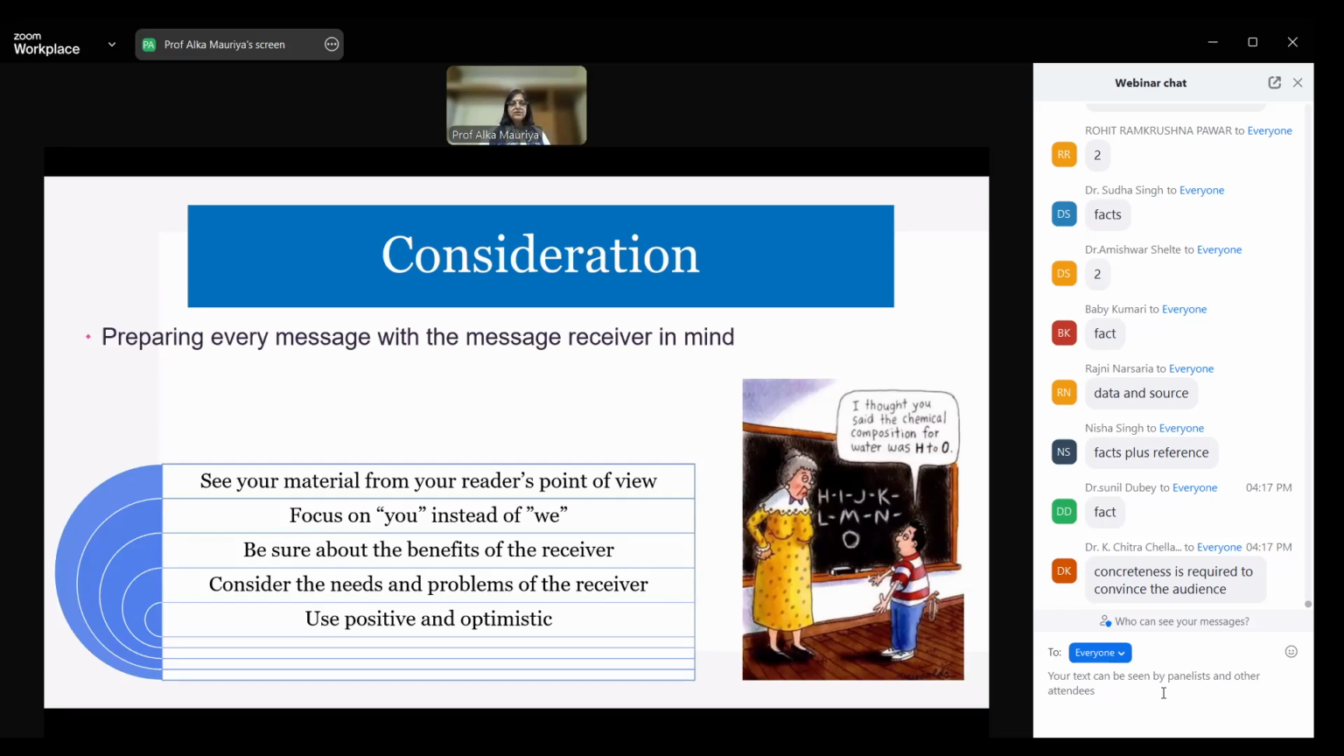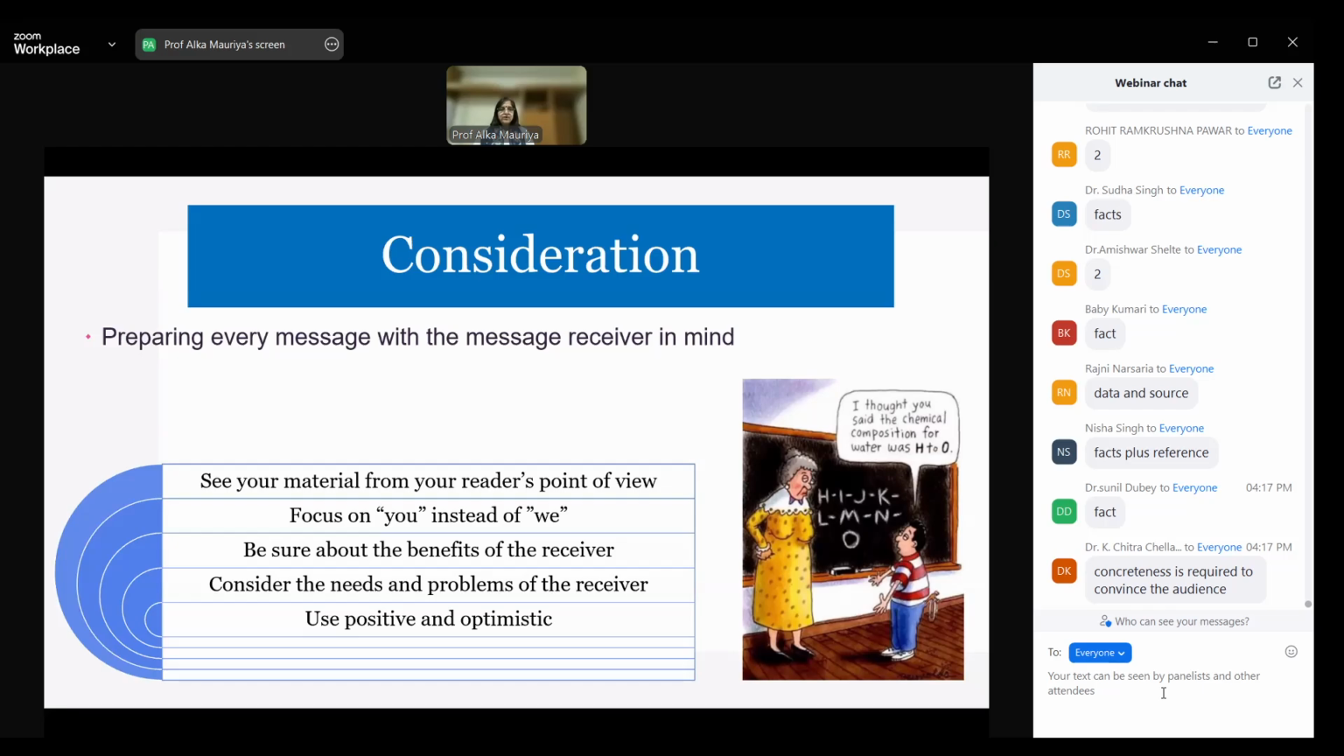I'm taking this presentation for the academicians. If I'll have to do this presentation for the students, maybe I'll take up different examples. Right. So we have to adapt our presentations, adapt our work, considering the audience that we have to address. Right. So we have to prepare our material from the reader's point of view.